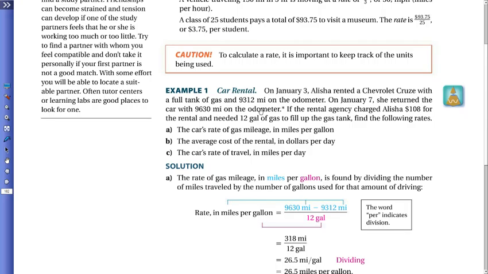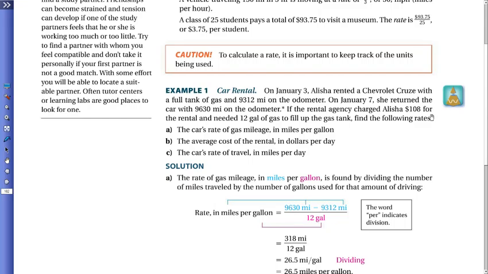On January 7th, she returned the car with 9,630 miles on the odometer. And if the rental agency charged Alicia $108 for the rental and needed 12 gallons of gasoline to fill the gas tank, find the following rates. Well, so they give us some information, and then the question really is going to set up the fraction.